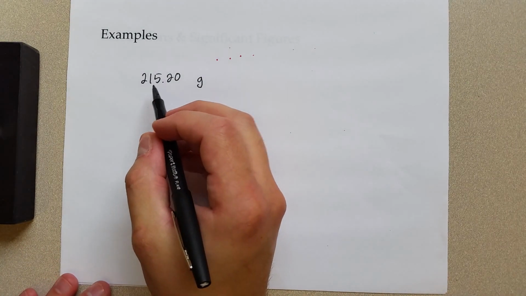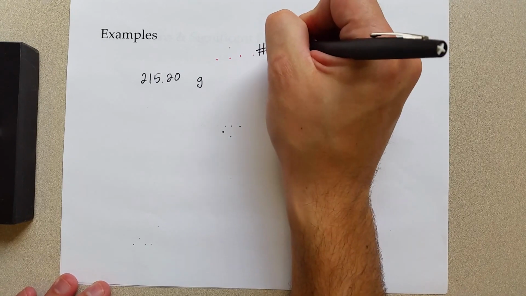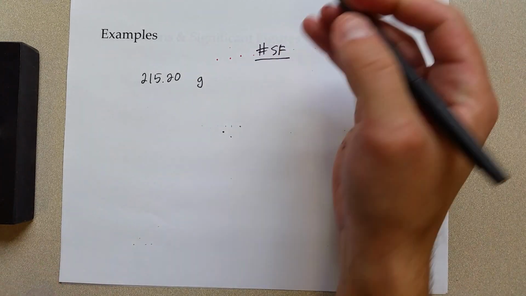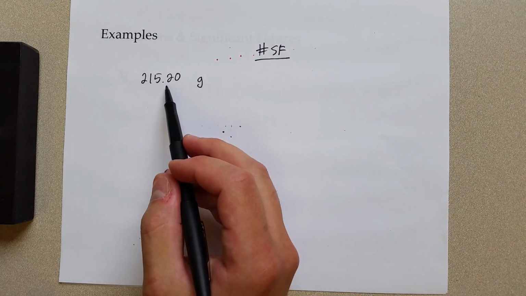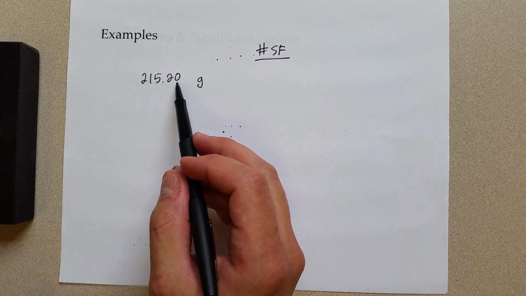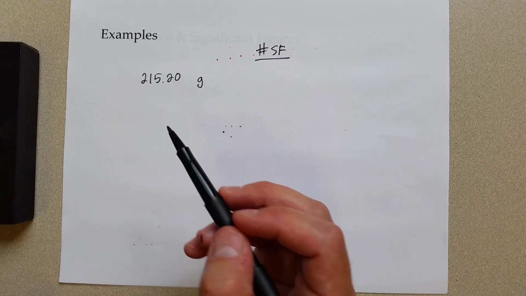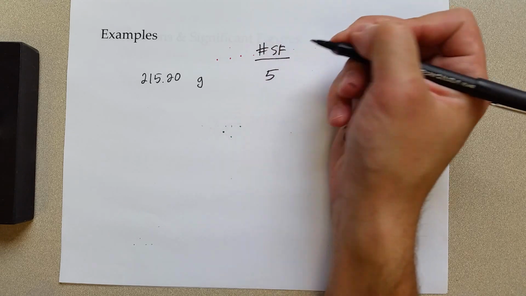Okay, how many significant figures are on this value? Okay, we know all non-zero values are significant. That 0 at the end, so it is significant. So this has 5 significant figures.